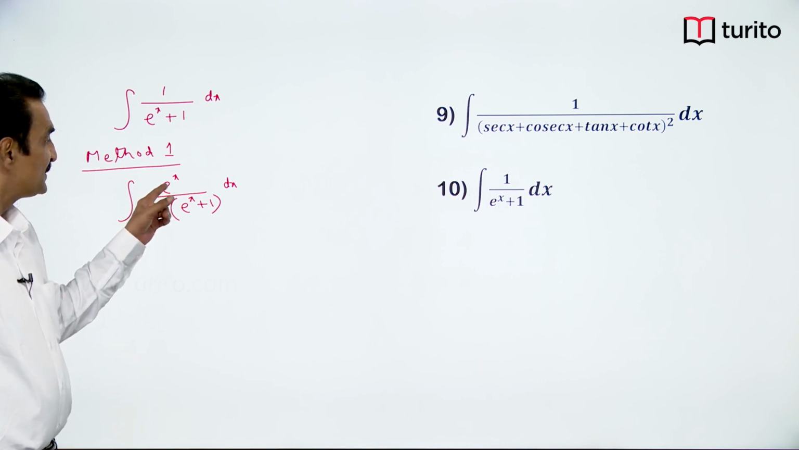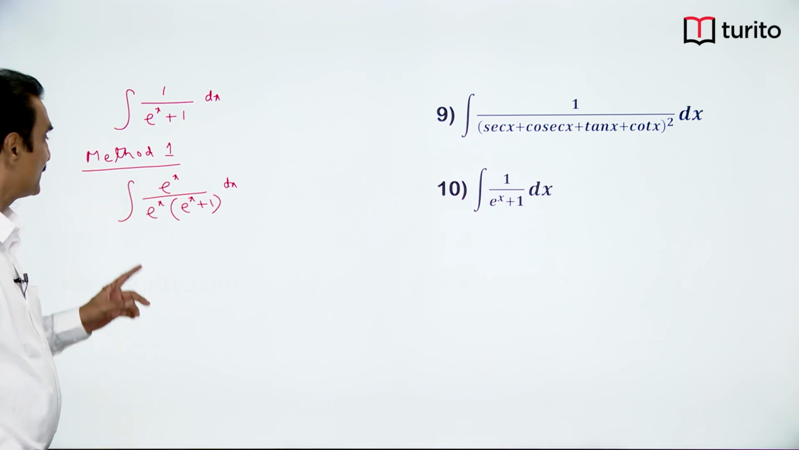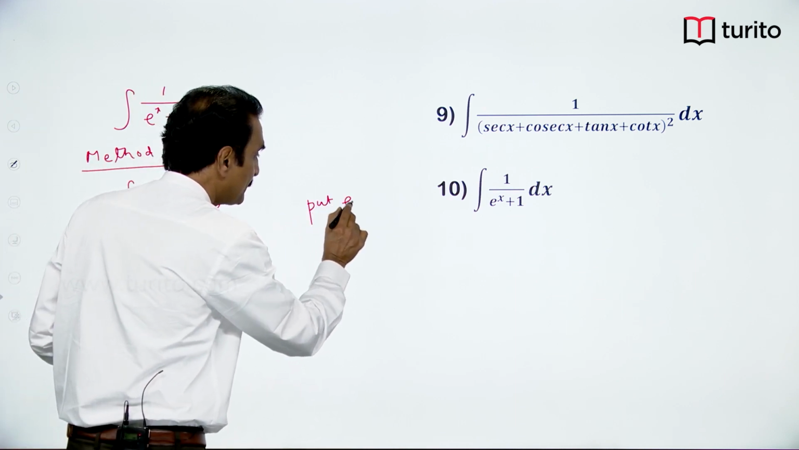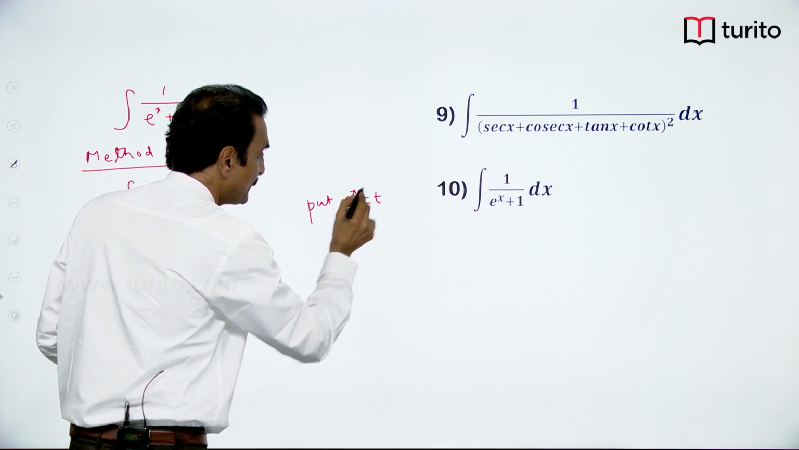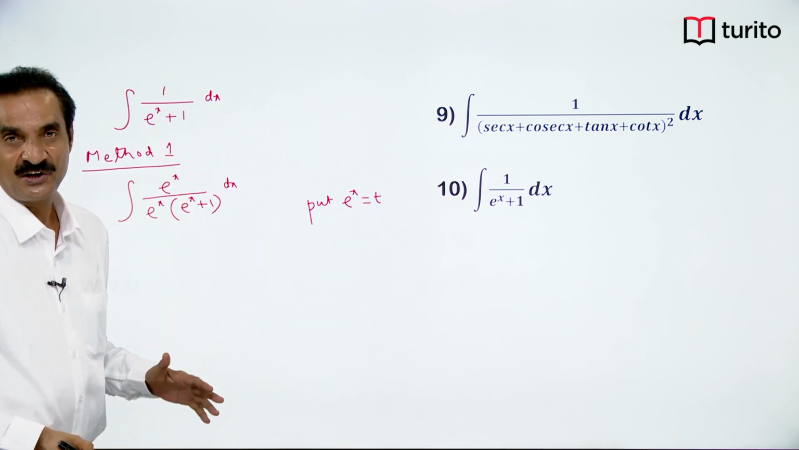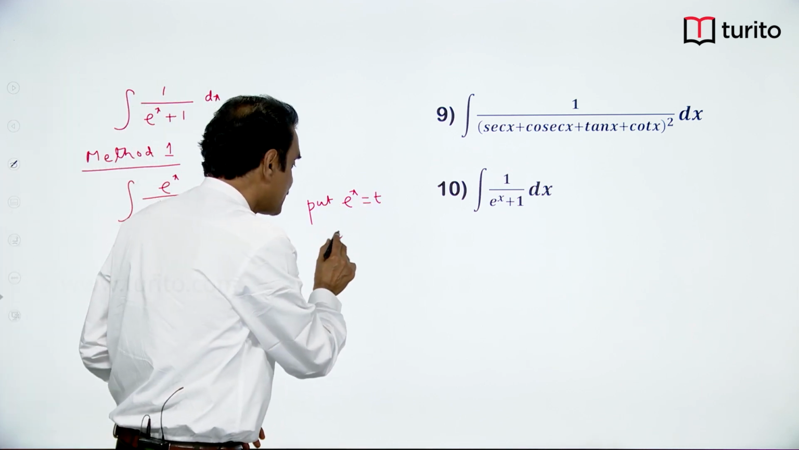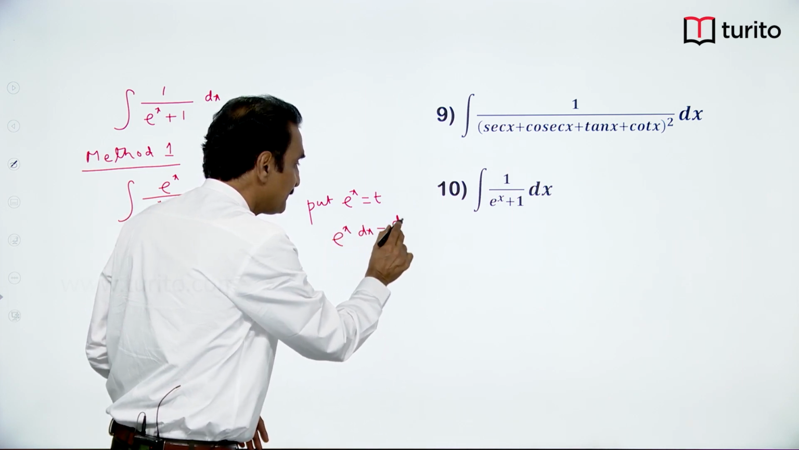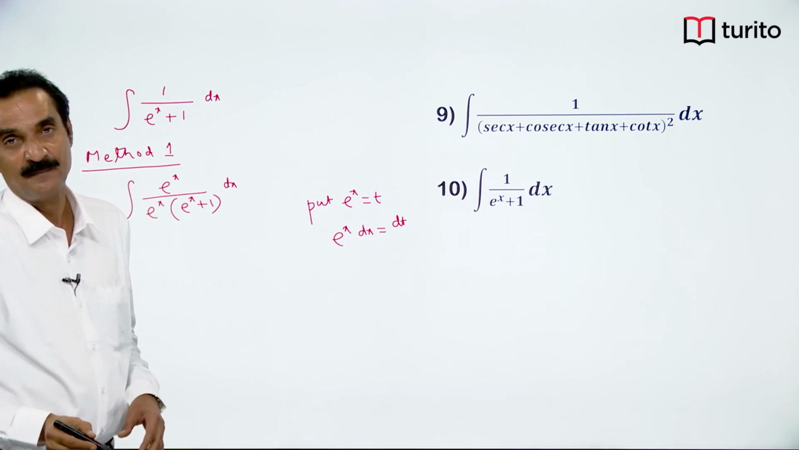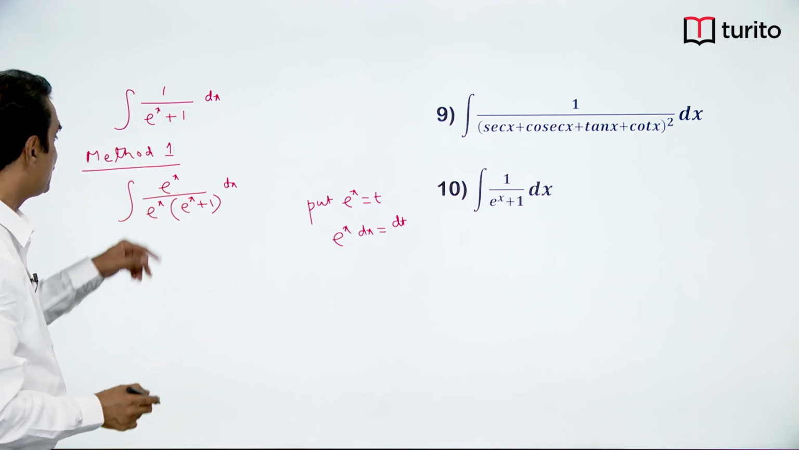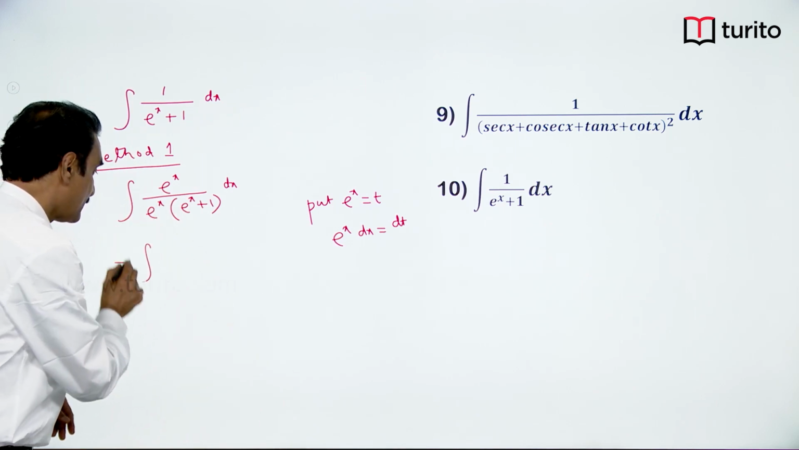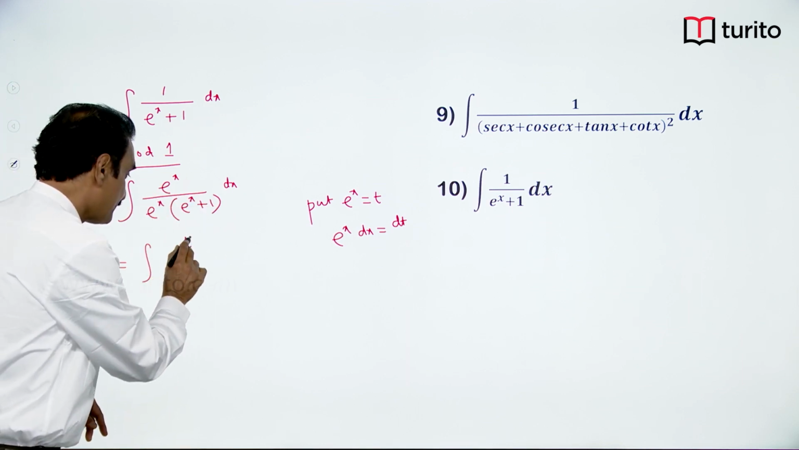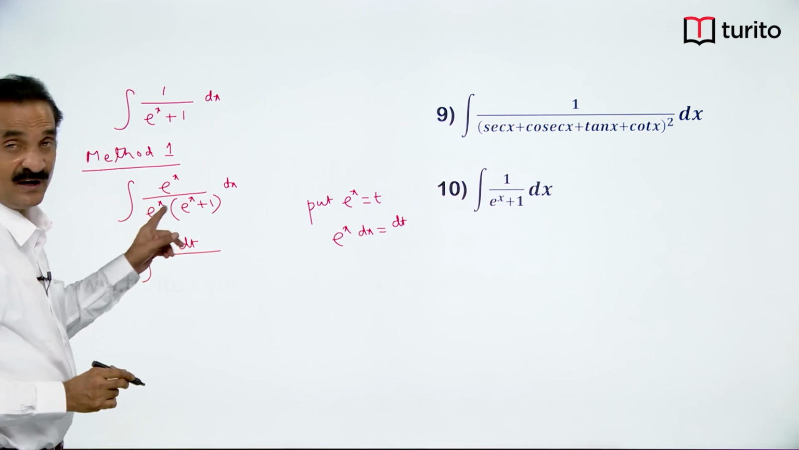Now, since e power x is the derivative of e power x, we put e power x equal to t. Differentiating, the derivative of e power x is e power x into dx, equal to dt. Then this becomes integral dt by t into t plus 1.